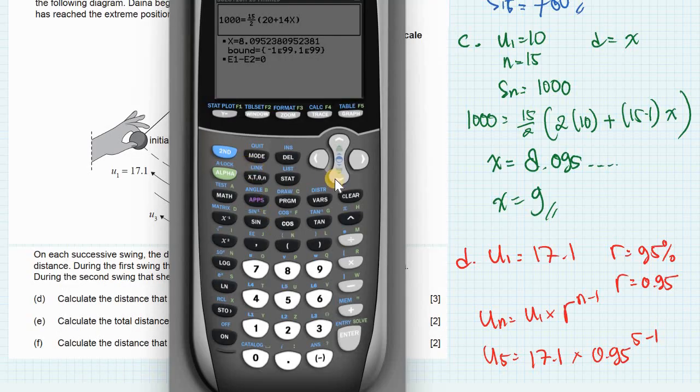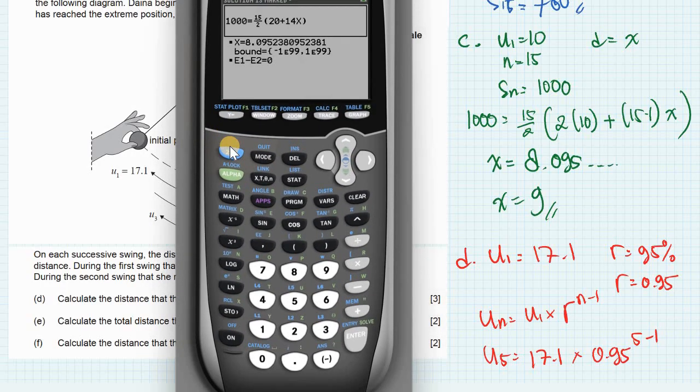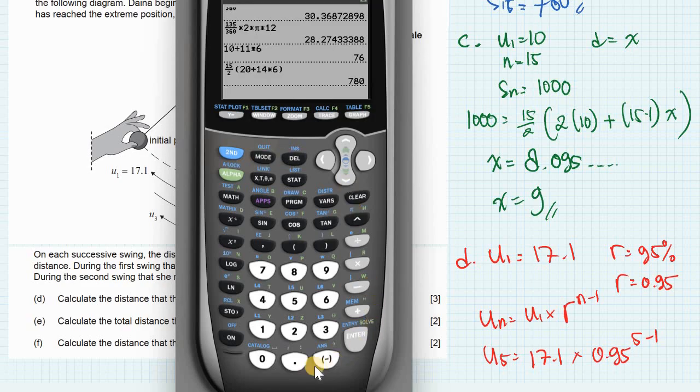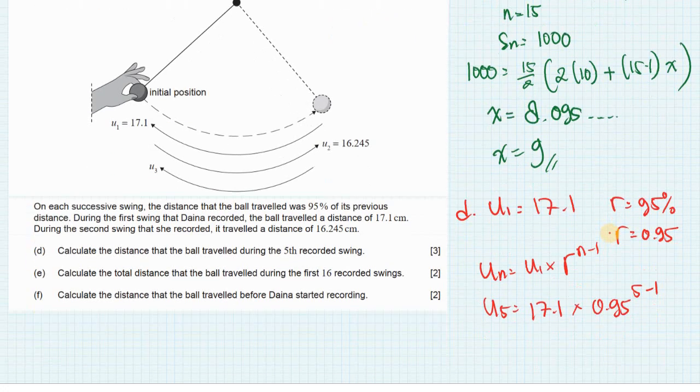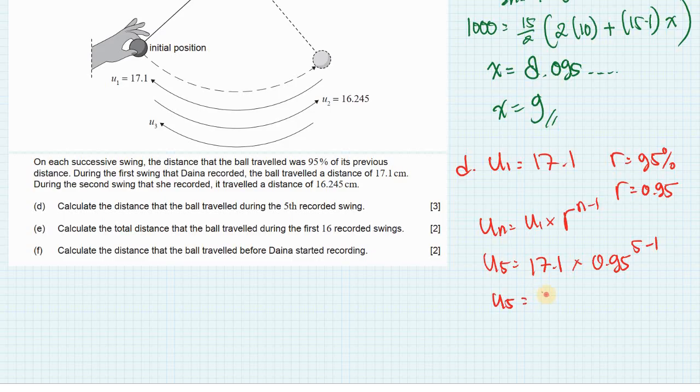Let's input it to our calculator. 17.1 times 0.95 to the power of 4, since 5 minus 1 is 4. We have 13.928. So u5 is equal to 13.928 and so on, or u5 is approximately 13.9 centimeters. Okay, that's question D.